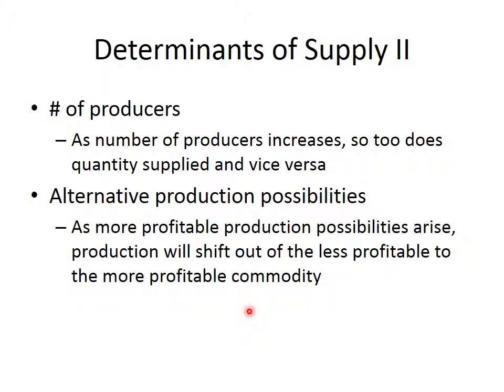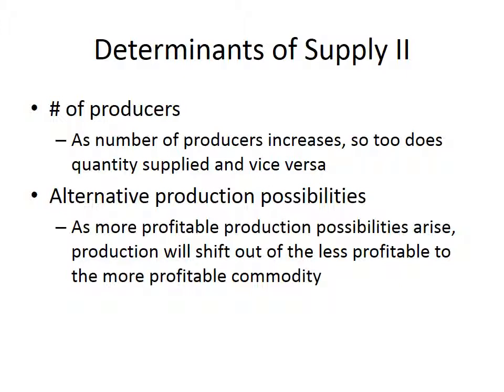Other determinants of supply. Number of producers. This is probably the most intuitive of them when it comes to shifts in the supply curve. As the number of producers increases, supply will increase, and vice versa. This is assuming, of course, that the producer is producing more than 0 units. For them to actually be a producer in a market, they have to be, by definition, producing more than 0 units. So if they enter into a market and produce 1 unit, the supply curve will shift outward.